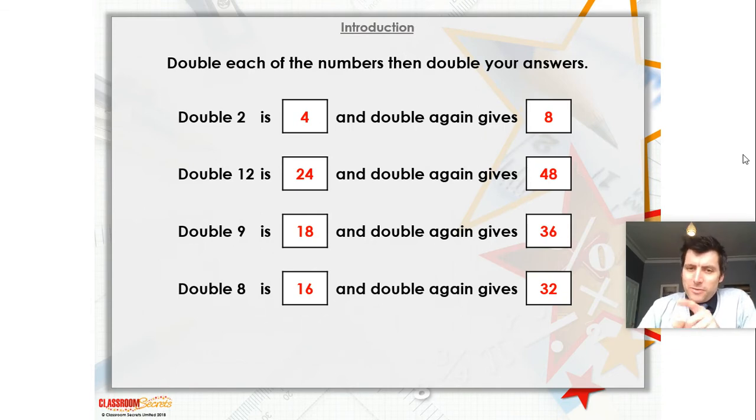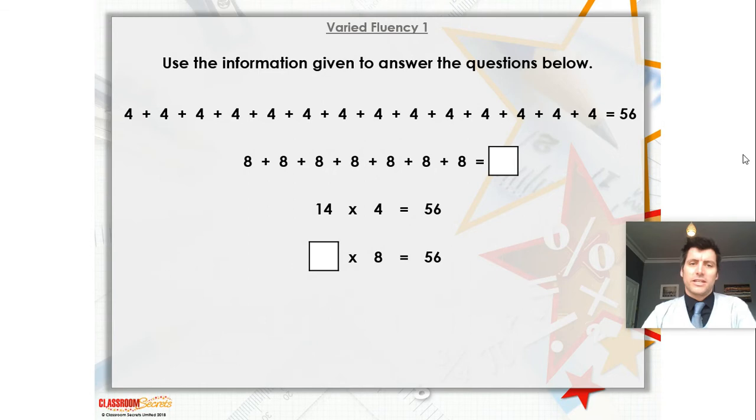Important to remember though, double 4, double 2 is 4, and double again is 8. Double 24 is 48. Double 9 is 18. So doubles are really useful because double 2 is 4, double 4 is 8. So if you know your 2s, Darcy, you know your 4s. If you know your 4s, yeah, you know your 8s.